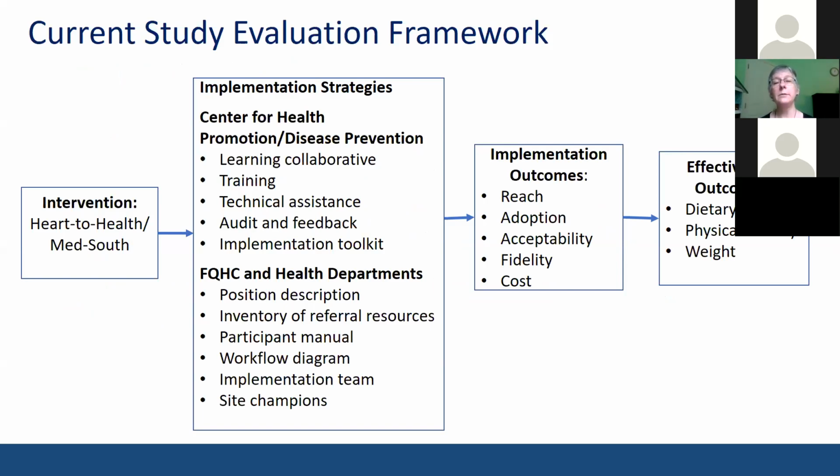At the top of the implementation strategy box, you see what we are going to do to scale up the intervention across multiple settings. We at the Center for Health Promotion Disease Prevention are going to create a learning collaborative where we'll bring representatives from different sites together. We're going to provide training. We're going to provide technical assistance, audit and feedback, and provide an implementation toolkit. We will then measure implementation outcomes and effectiveness outcomes.